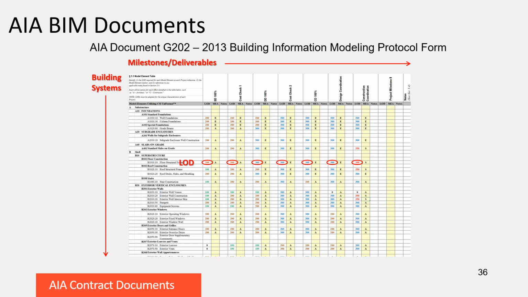So for each system that's actually included in the building, they get an LOD at each stage, which is likely to increase. They don't always go all the way up to 300. And then there's a responsibility. Who is actually going to model that element?